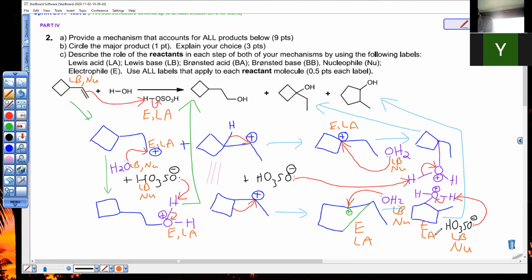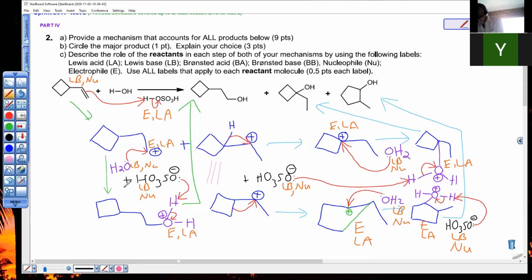This is the attacker. Lubnu. This is the thing being attacked. So I have my Lubnus and Elas for every step. You have to have Lubnus and Elas for every step. You put the Bronsted in if the step involves a proton moving from one place to another. I'll do those in hot pink.